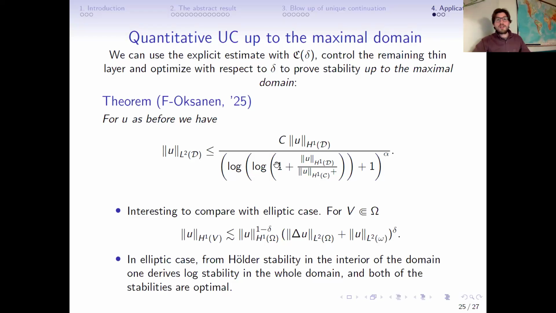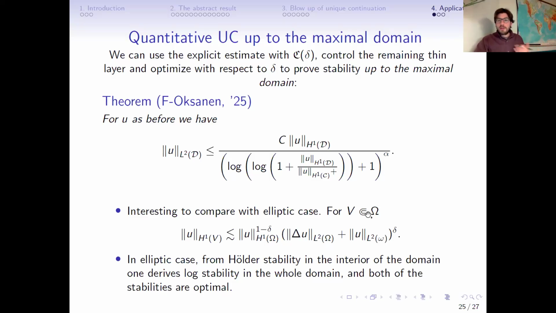So what we proved is that when you go to the maximal domain, in this particular case that we studied, the estimate becomes log-log. So I will just make a comment that it may seem bad, but we don't know if it's optimal. But it's interesting to compare with the elliptic case for those who are familiar with elliptic estimates. So when you have unique continuation for elliptic operators, and you are in a set that is compactly contained in some open set omega, you have Hölder stability.